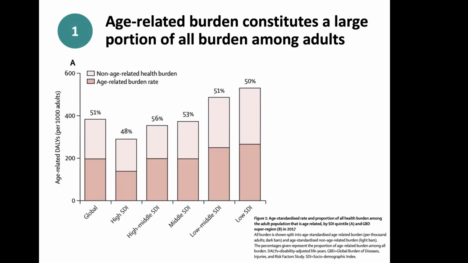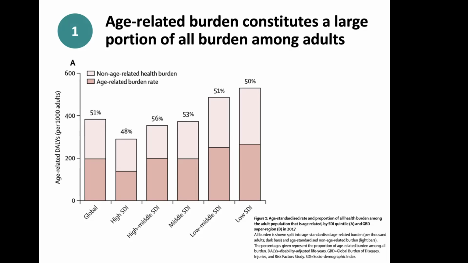And as you can see, on the x-axis are different groups. The first column is global, the global average, and then we have different socioeconomic development statuses of countries. SDI is just a measure that IHME uses, but it's highly correlated with income and development. On the y-axis, I have age-related DALYs, disability adjusted life years, which is a sum of mortality and morbidity, per 1,000 adults. The whole bar is all the burden that the country's adults have, and the darker pink is the age-related burden. So globally, about 50% of all adult burden is age-related.